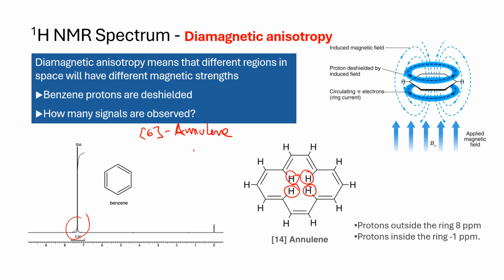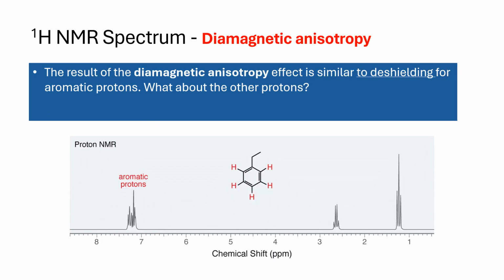So the point is that here you have two signals essentially, the ones that are deshielded on the outside and the ones that are shielded. So on the inside it is negative 1 ppm. That's what's different in these annulenes. So again, different parts of the molecule feel the external field differently. That's what that is.